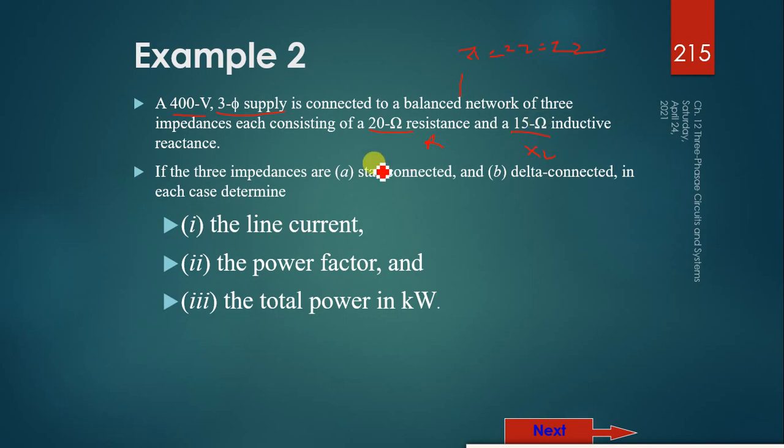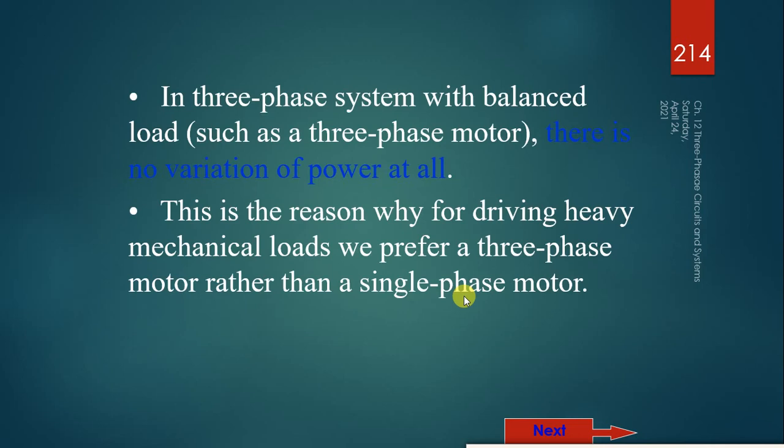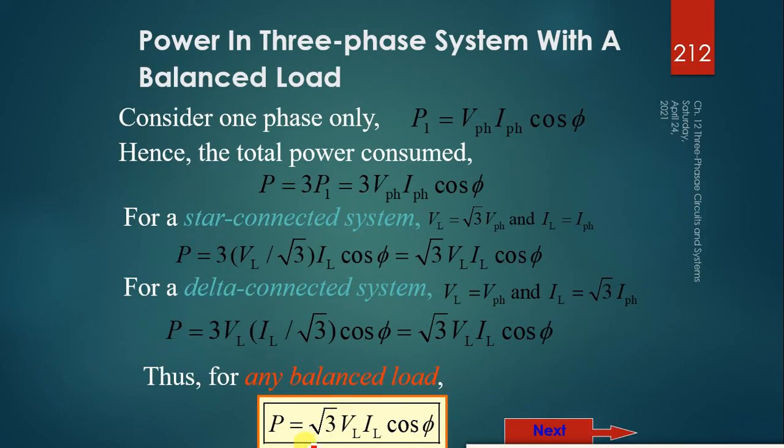So if three impedances are connected in star and delta, in the star case we have to define what is line current, and in the delta case also we have to define the line current and the other things. We have to define what is power factor. Power factor is cos phi. How will you define this cos phi? It's a ratio of... now the total power in the previous example we have seen, no? What is the total power? Can somebody tell? You can have a look at this. Under root 3 VL IL cos phi. This is the total power.